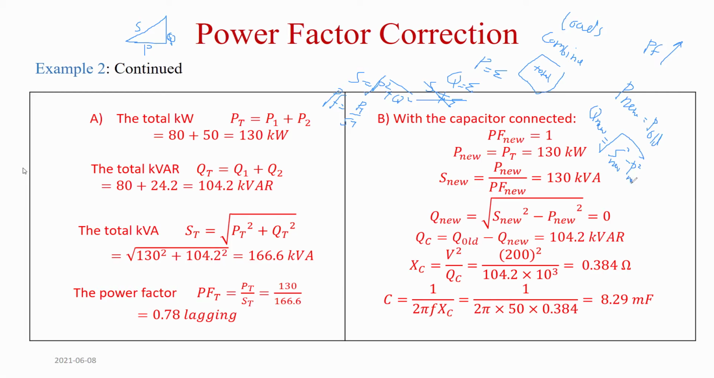Here S is P over power factor. Everything is in new. Then you're going to find QC. QC is the difference between the old and the new, because the capacitor is the one that is going to reduce the Q. Then the last thing, you can find C, which is QC divided by omega V squared.